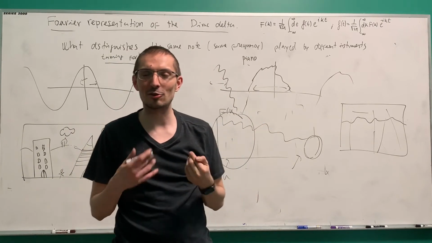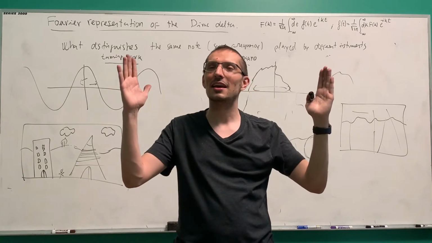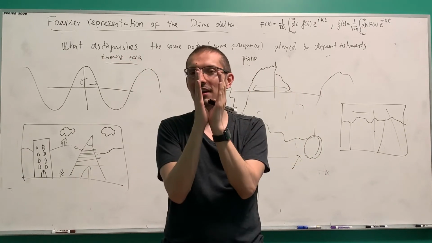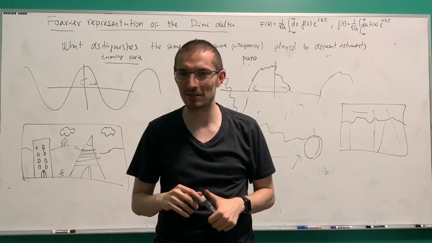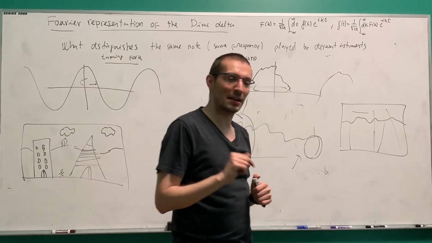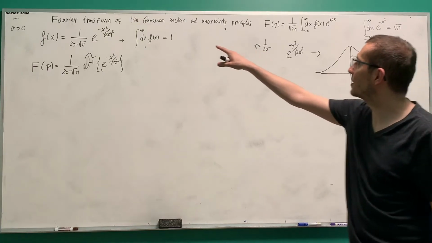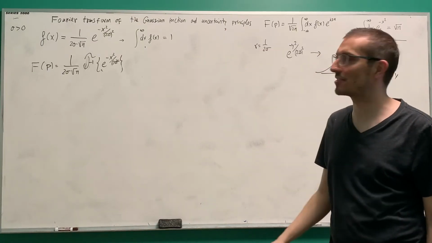The scaling property told us that if I make something sharper, like thinner, in the time domain, it would become wider in the frequency domain, and vice versa. All right, so let's see this. Okay, the Fourier transform of a Gaussian function and the uncertainty principles.